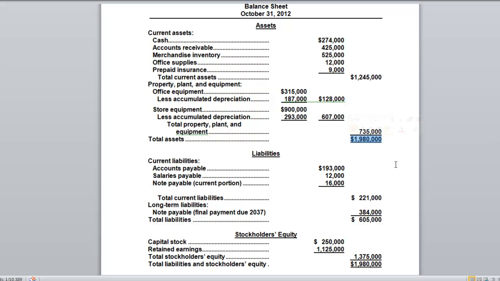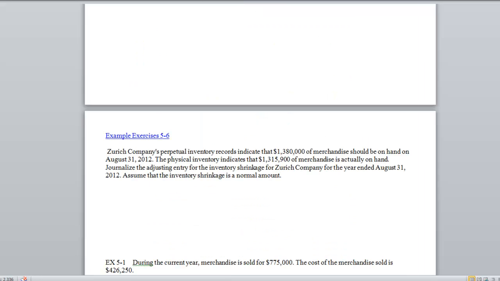At this point, we've properly prepared a multi-step income statement, a statement of retained earnings, and finally our classified balance sheet. Let's take a look at another example, or another problem here.